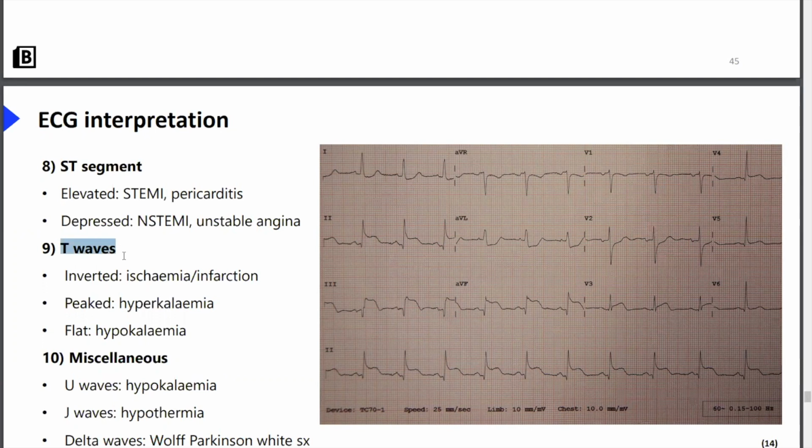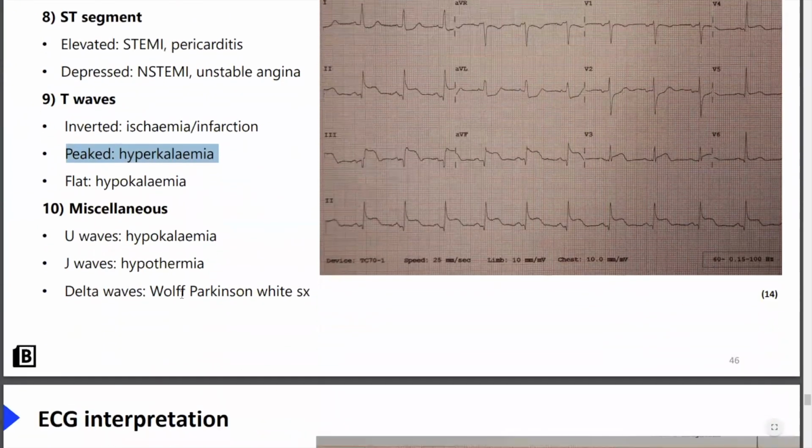Then you look at the T waves. It's inverted in ischemia and MI. But remember, it can be normal in AVR and V1. It's peaked in hyperkalemia, means it's pointy, and it's flat in hypokalemia. They love to test potassium changes on ECG in medical exams. Have a look through these slides, have a look at our textbook. It's all there. We have a whole section on hyperkalemia and all these ECG changes. So do have a look.